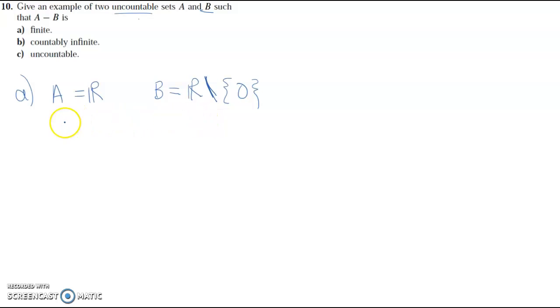All right, so if I do A minus B, I'll get 0 left out, because this is the whole real numbers, and if we subtract out every real number except 0, then we're going to have 0 left. So therefore, this example satisfies and gives a finite solution.